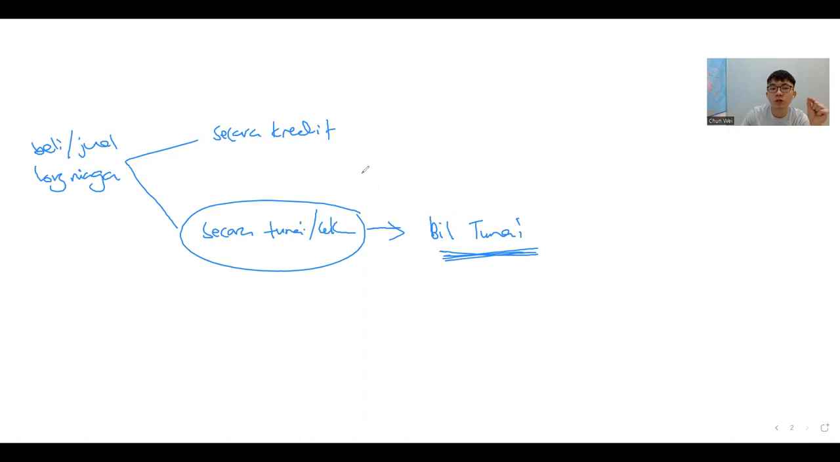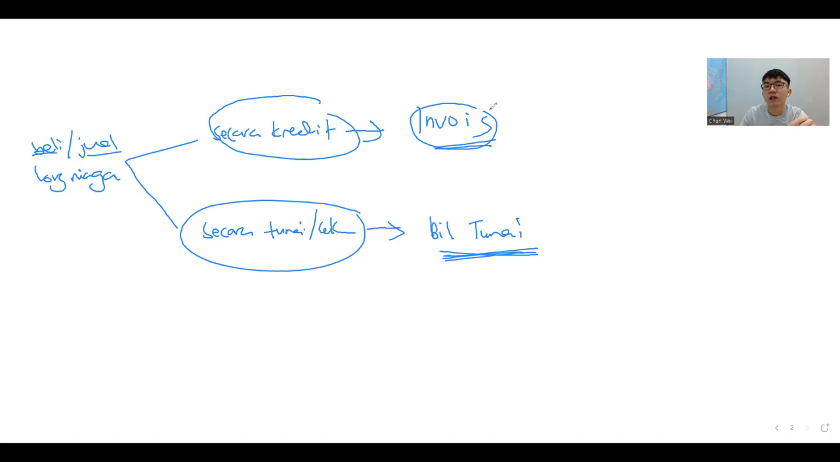So whenever we see a bil tunai, we know that memang secara tunai atau secara cek. But when it is secara kredit, then we have to issue something called an invoice. So when you see an invoice, we should already know this is secara kredit. And how do we know if it is beli atau jual secara kredit? Look at the invoice and see adakah kamu menerima atau mengeluarkan.